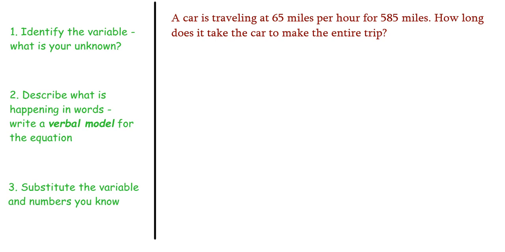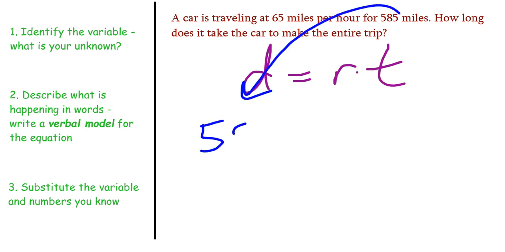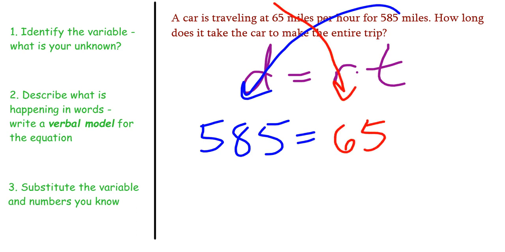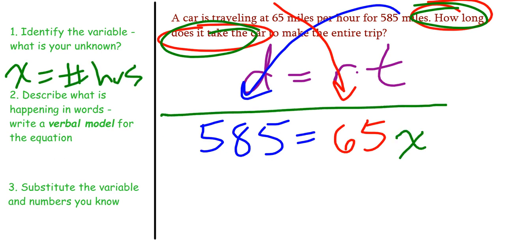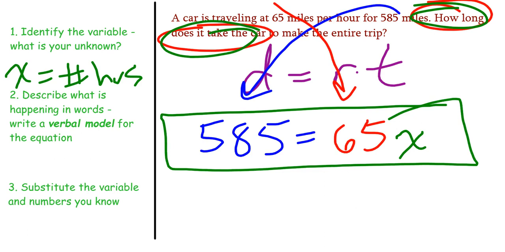A car is traveling at 65 miles an hour for 585 miles. How long does it take the car to make the entire trip? This goes back to that distance formula that we reviewed before for traveling at a constant speed. The distance is equal to the speed times time. So 585 miles of distance being traveled at 65 miles per hour for how long does it take the car? X is the number of hours. An unknown number of hours will give us an equation based on a familiar formula.